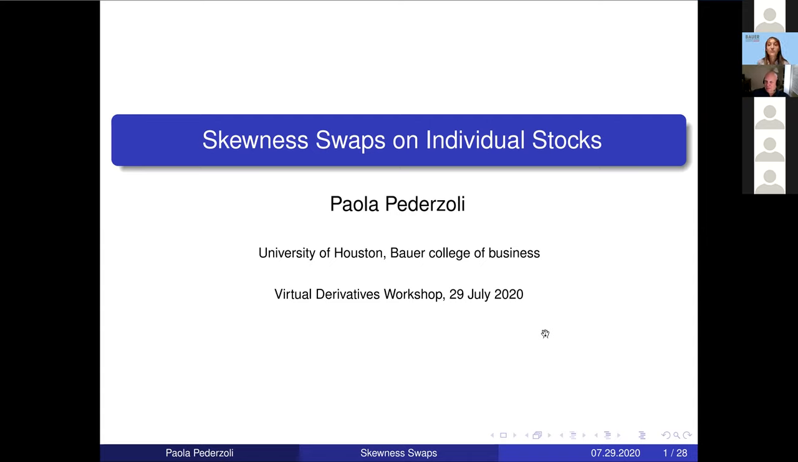So the work I'm going to present is a revision of my job market paper, where I also changed the title. It was Crash Risk in Individual Stocks, and now I changed it into Skewness Swaps on Individual Stocks to be more specific on what I do.